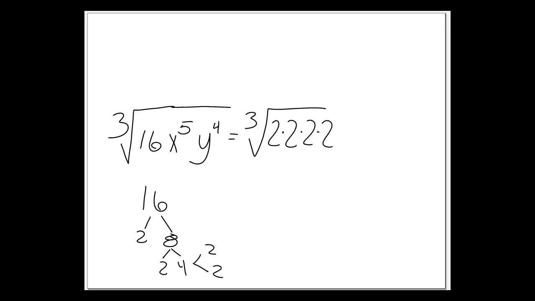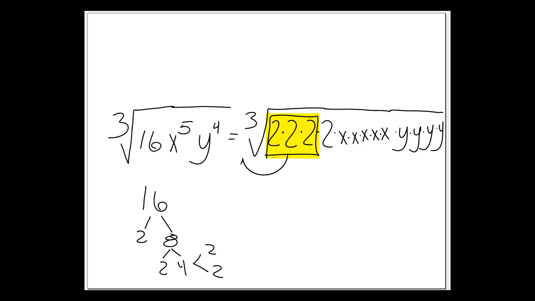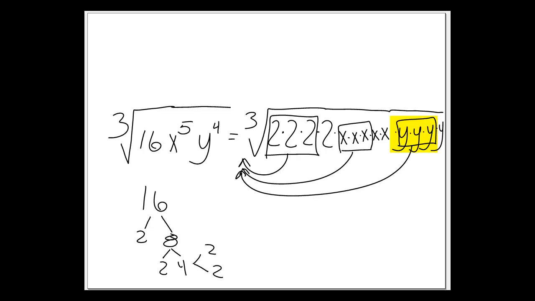For x to the 5th, we can write x times x times x times x times x, making sure the cube root goes all the way over it. Now, for y to the 4th, we're going to put times y times y times y times y. Remember, since it's a 3 in our index, we are looking for groupings of 3 that we can pull out. So we have 3 2s that we can pull out, and we have 3 x's we can pull out. Sorry, I think I just called them 3's.